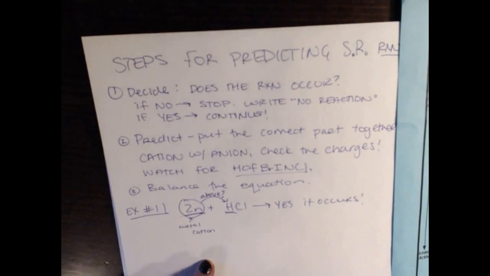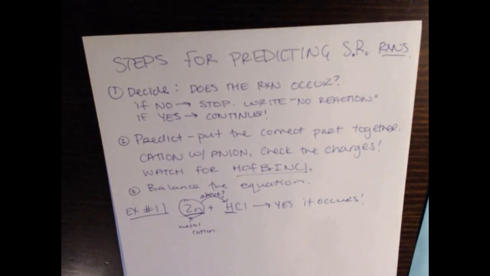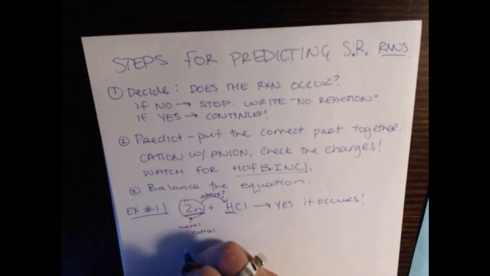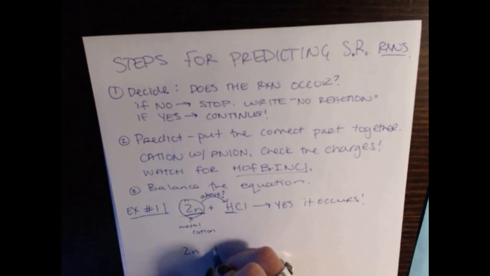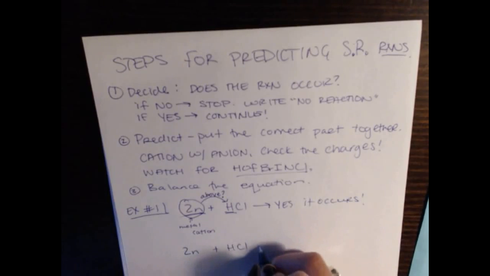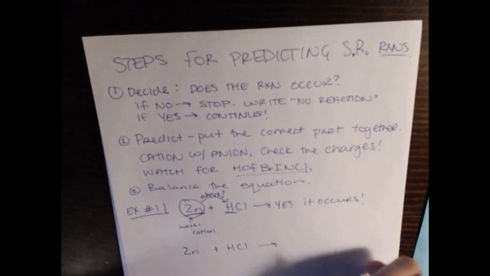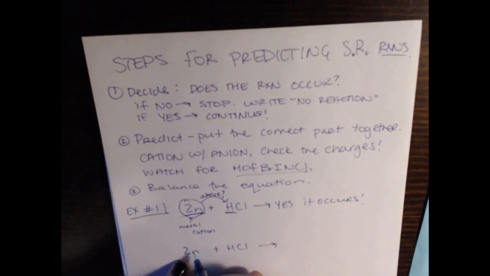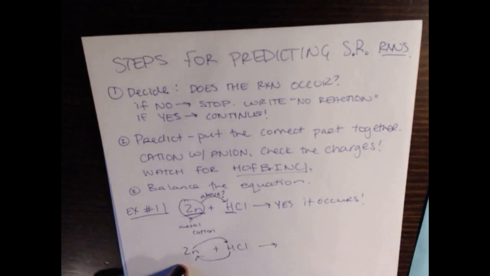So then we go on to step 2, predict. Put the correct parts together, cation with anion, check the charges, watch out for Hofbrinkel. So if I'm going to put these parts together, on the left I have zinc plus HCl, yielding. Now zinc's going to take hydrogen's spot, and hydrogen is going to become an element.